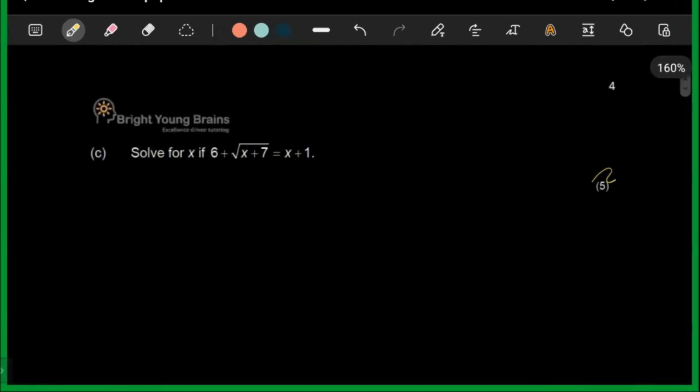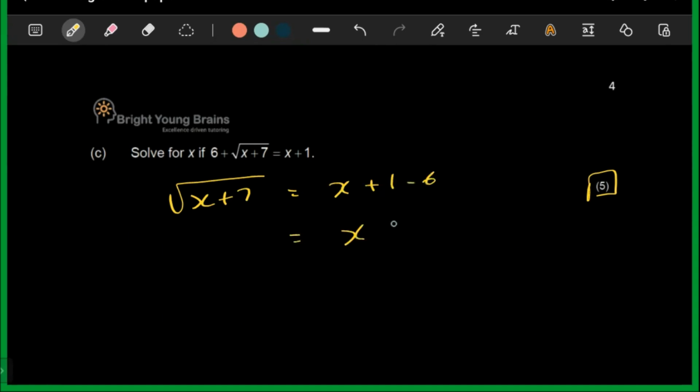Moving on, it says for 5 marks, right? So for x, if this equation is got to the right hand side. This kind of equation, you do want to leave the stuff that has a square root symbol on its own first, and then take the other stuff to the other side. The reason for doing this is you're able to take out the square root symbol by squaring both sides. So solving for x in this situation, the square root is your first problem. To get rid of it, you're going to square both sides here.